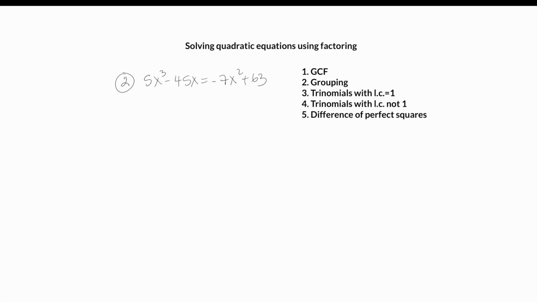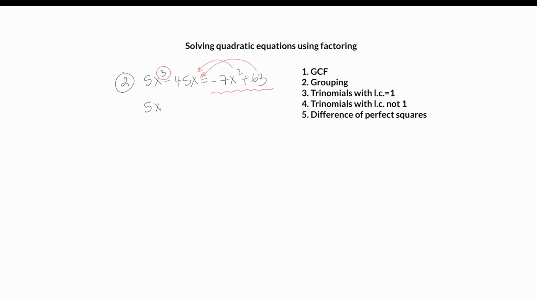So here is another example of an equation. It's actually a cubic equation because it has the power of 3, but we will still be solving it using factoring. And the first thing I'm noticing here is that after the equal sign, you actually don't have a 0. You have these two terms. So I will first be taking each one of those terms, the negative 7x squared and the positive 63, and moving both of those to the left side of the equal sign so that on the right side I have a 0.